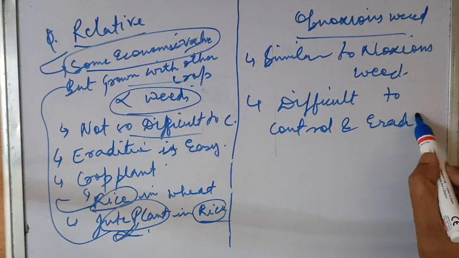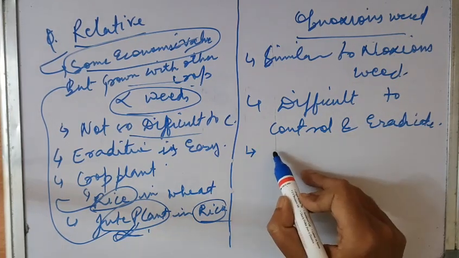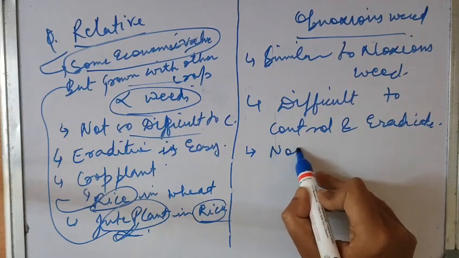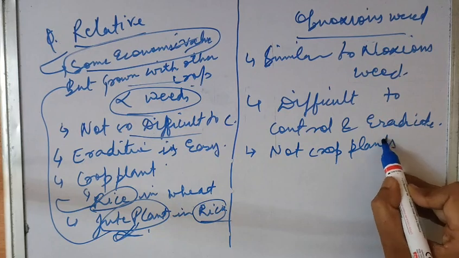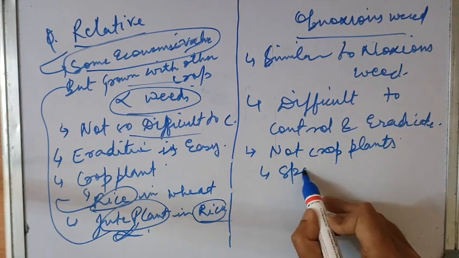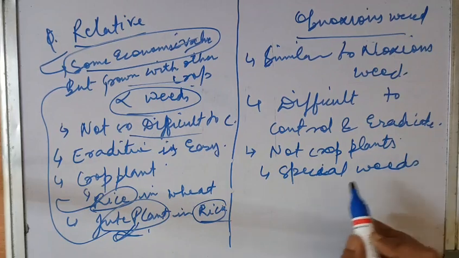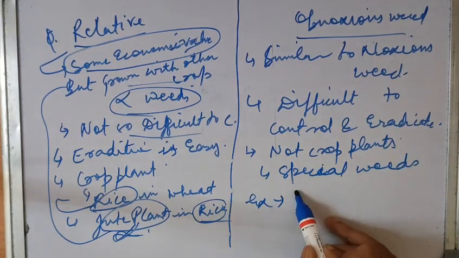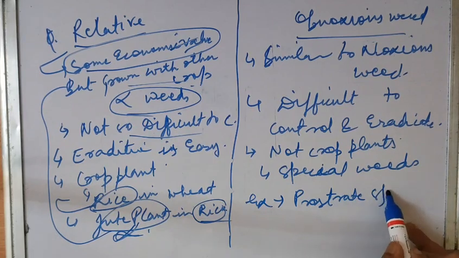Difficult to control and eradicate. These are not crop plants, but special weeds. An example of an obnoxious weed can be prostrate spurge.